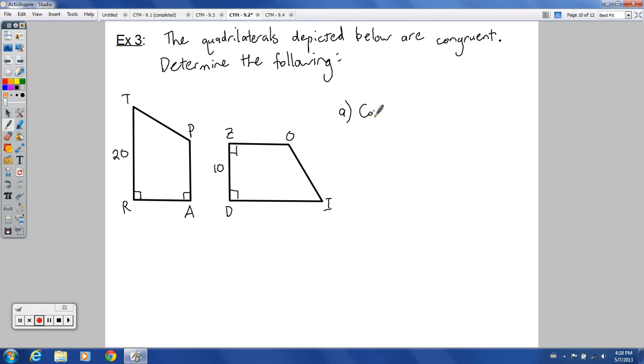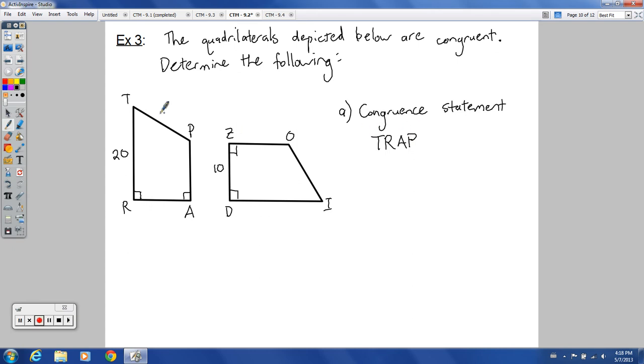If you had to determine a congruence statement, what would that look like? For a congruence statement, you have to make sure the order of the letters matches up correctly. So you could start off with T, R, A, and P. For triangles, generally we would write a little triangle symbol in front of it. For quadrilaterals, sometimes you write a four-sided square looking shape. Sometimes you won't see that though. We're just going to leave it without that.